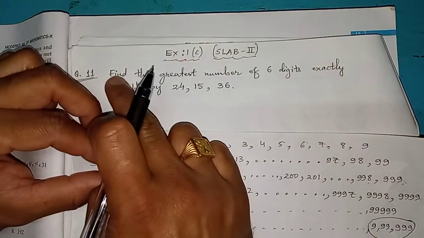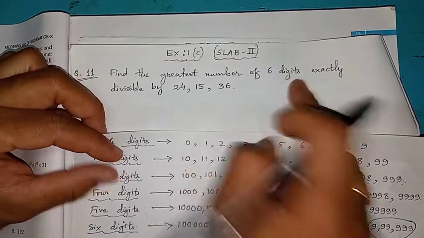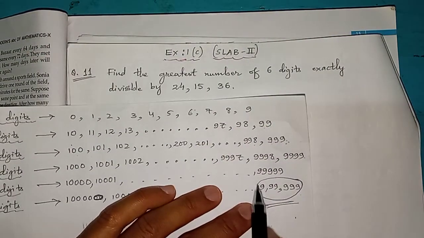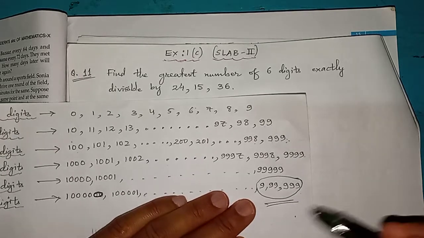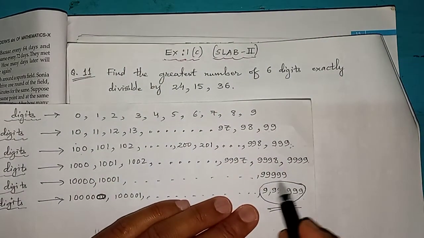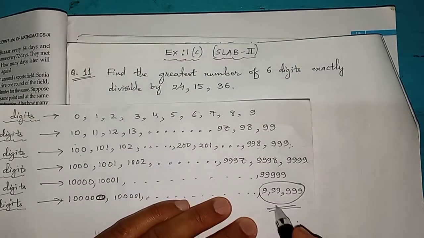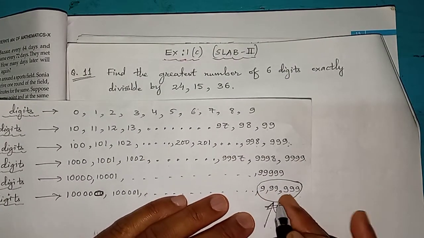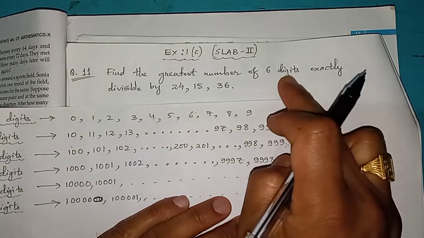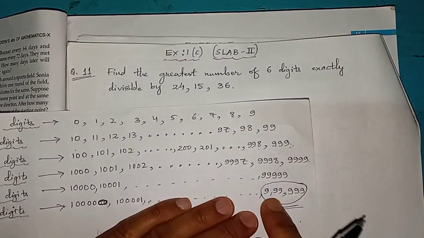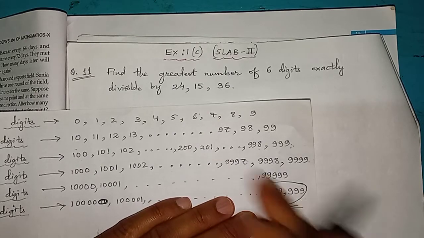So the question is what? Find the greatest number of 6 digits. So we have to do something with this. So is this the answer? Then the question goes further, because see, the answer depends on the complete question. Find the greatest number of 6 digits which is exactly divisible by 24, 15 and 36. This number should be completely divisible by 24, 15 and 36.